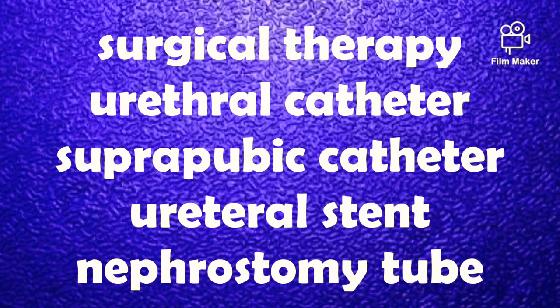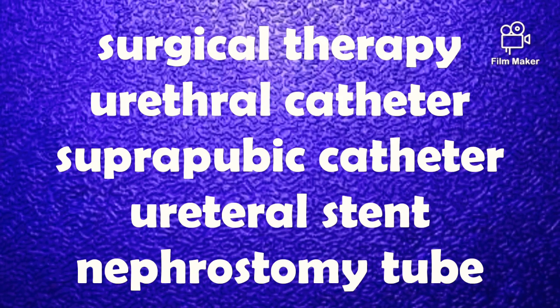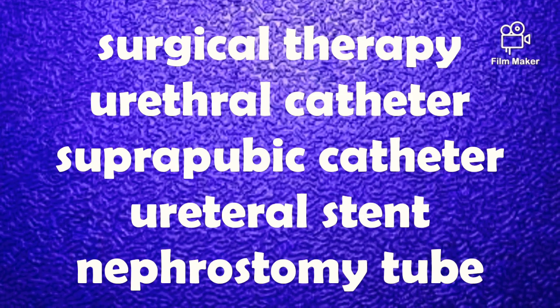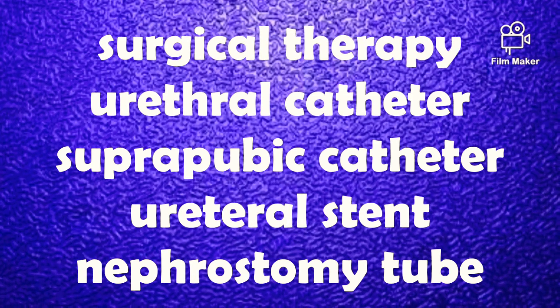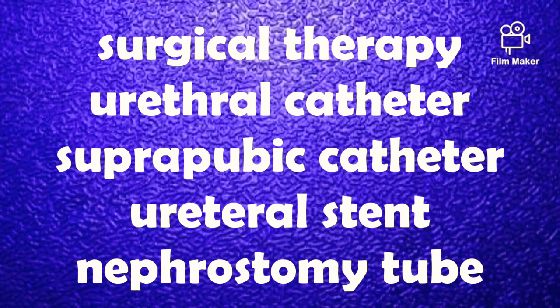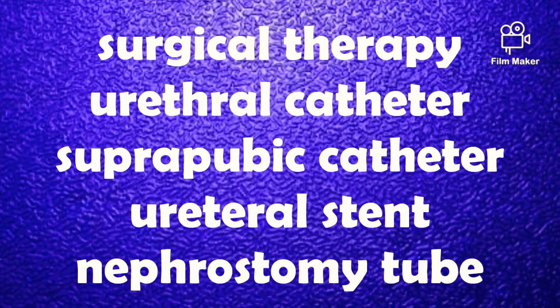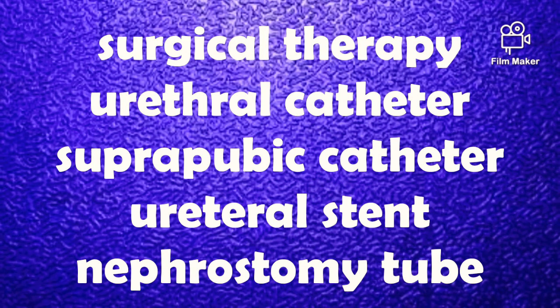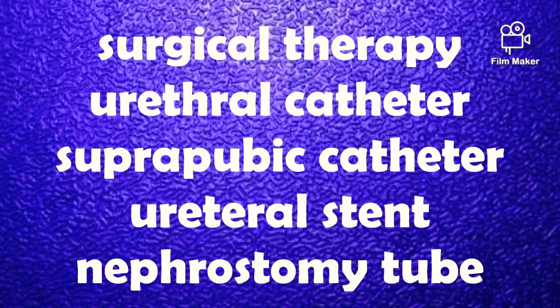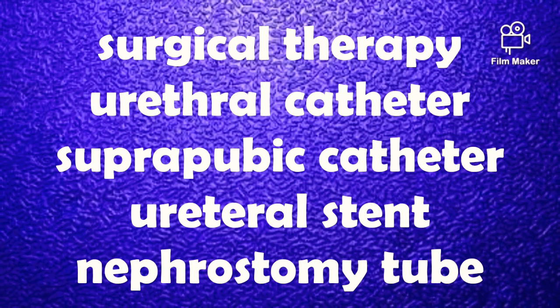Ureteral stent. A ureteral stent is a flexible tube that extends from the renal pelvis to the bladder. It can be placed during cystoscopy to relieve obstruction along any point in the ureter. Then nephrostomy tube. A nephrostomy tube is a flexible tube that is placed through the back directly into the renal pelvis.